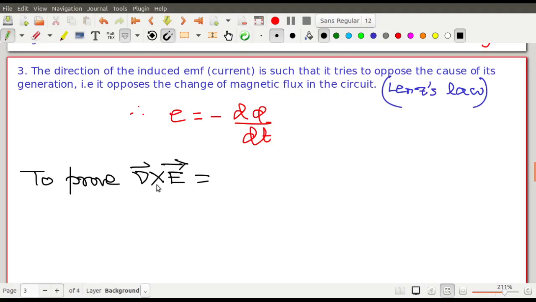So what is the curl of E? The curl of E is given by minus of del B by del t. Curl of E is given by minus of del B by del t. ঠিক আছে, এটা হচ্ছে curl of E এর expression. That is the expression of curl of E. Curl of E is minus del B by del t. এটা proof করতে হবে. This is what you need to prove over here. Okay, let us try to do it. এটা আমরা করার চেষ্টা করি.